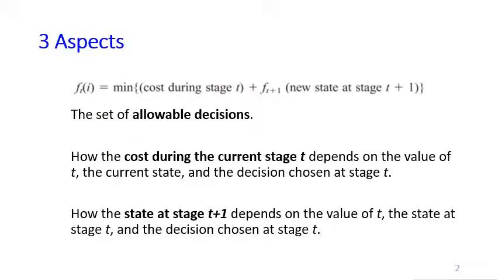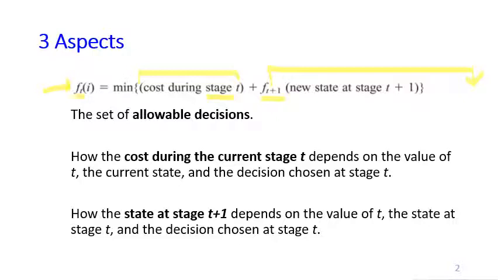So in general, the recursion function looks like this. Remember that in dynamic programming, we divide the problem into stages. So the cost from stage t until the end of the problem, we break it into the cost during the stage t itself plus the cost from the stage t plus 1 until the very end of the problem.